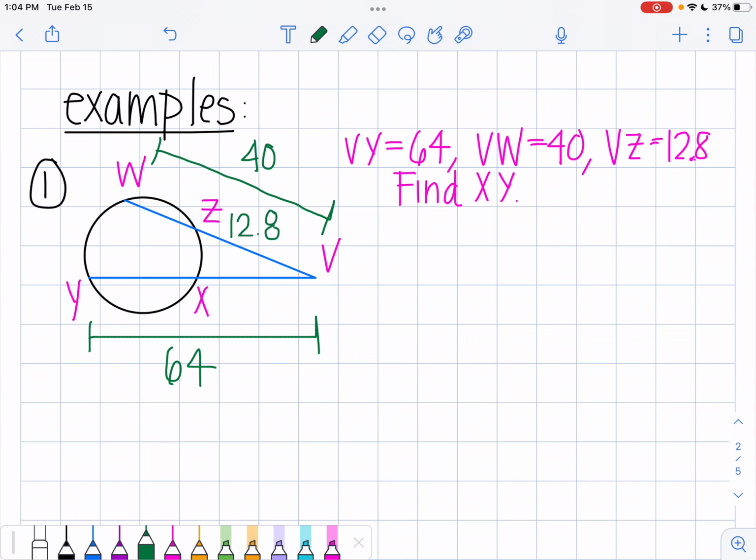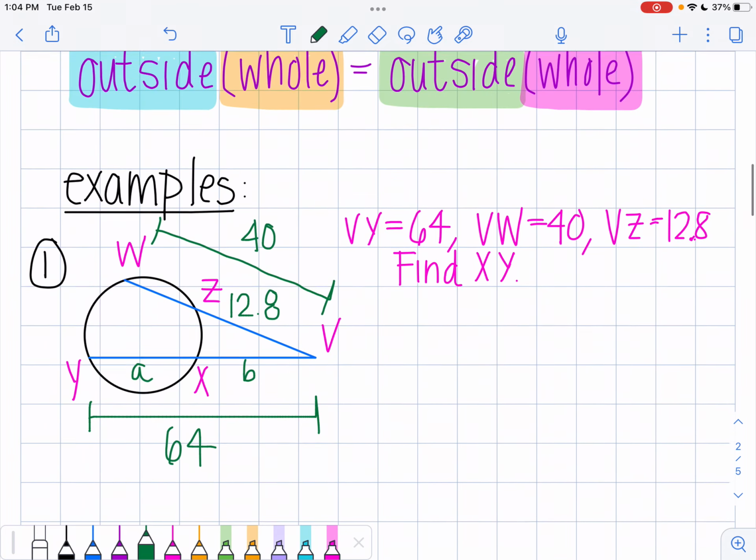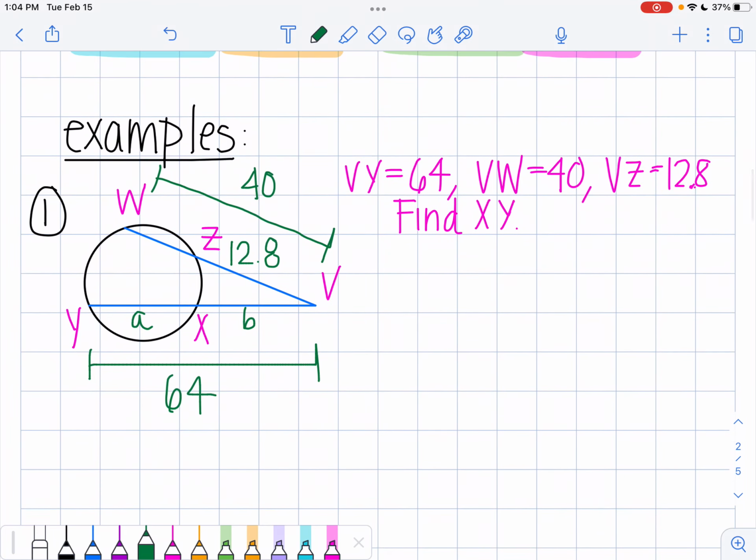And they want me to find XY. Okay, so I know the formula says, I'm going to call this X and I'm going to call this Y. Actually, just to be less confusing, I'm going to call this A and I'm going to call this B because the line segment is XY. I don't want to get confused with that.